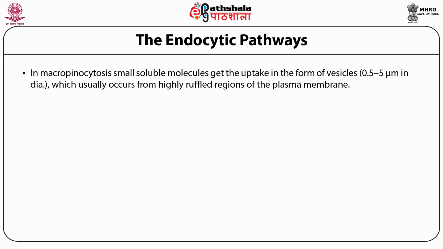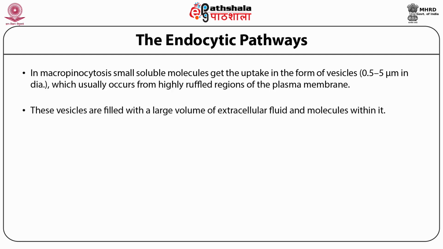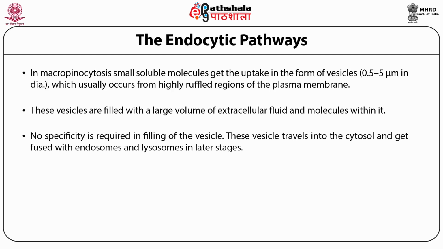In macropinocytosis, small soluble molecules are taken up in the form of vesicles, which are basically 0.5 to 5 micrometers in diameter, which usually occurs from highly ruffled regions of the plasma membrane. These vesicles are filled with a large volume of extracellular fluid and the molecules within it. No specificity is required in filling of the vesicle. These vesicles travel into the cytosol and fuse with endosomes and lysosomes in their later stages.